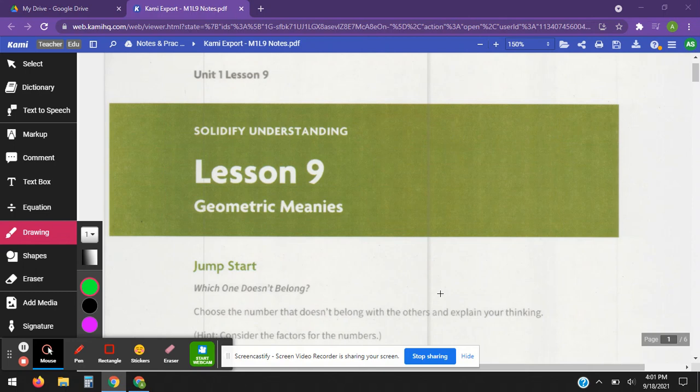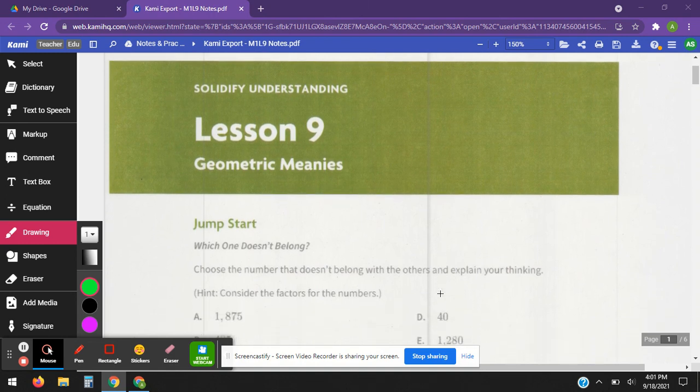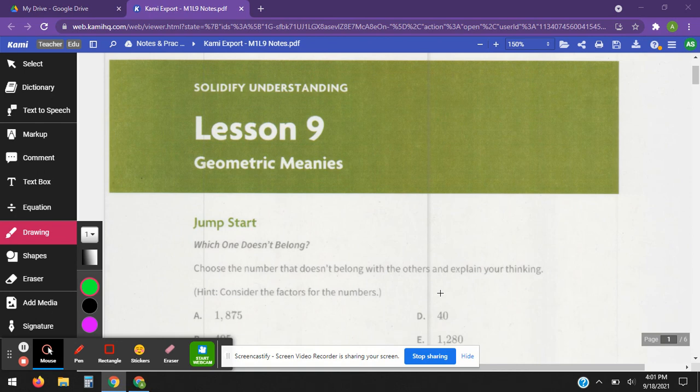Hi, this is Open Up Resources, Algebra 1, Unit 1, Lesson 9, Geometric Meanies. Remember in Lesson 8, we looked at finding the common difference when we had an arithmetic sequence. Today we're going to look at finding a common ratio with a geometric sequence.